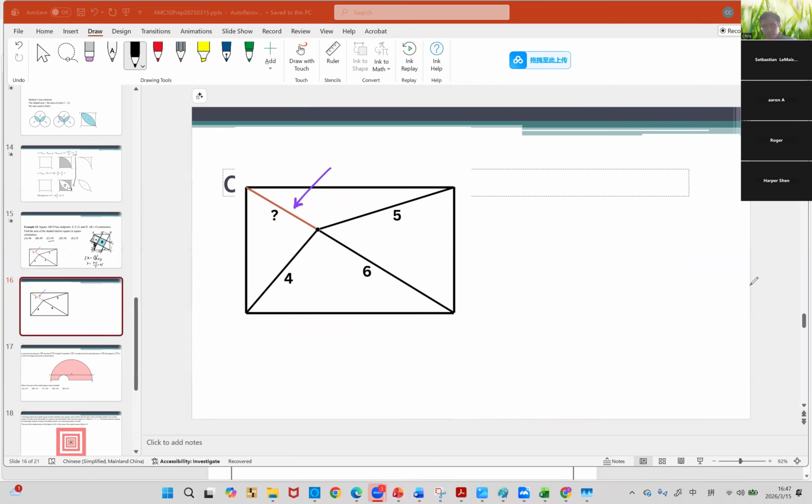Should I start talking about it? Or are you guys still thinking about it? I can give you some hint to begin with. How about that? So how do we tackle a problem like this? It seems pretty challenging, right?